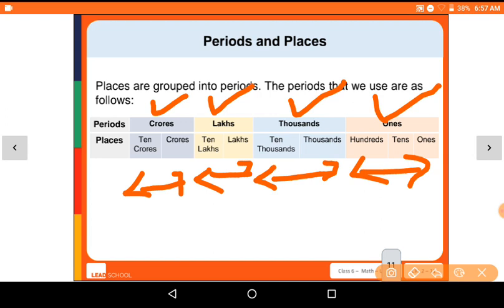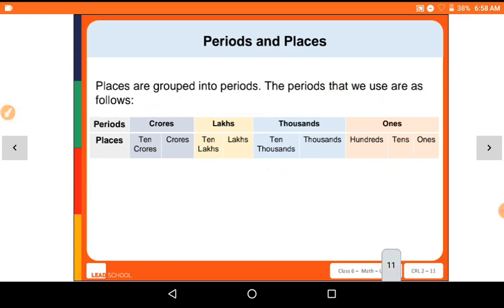So places are grouped into the periods, and the periods that we use are in the following manner. Is it clear? तो ये चीज भी आपको याद रखना है. So you can also remember periods and places, and you can also know which things we have to represent as a period and which things we have to represent as a place. So these are the periods and places.